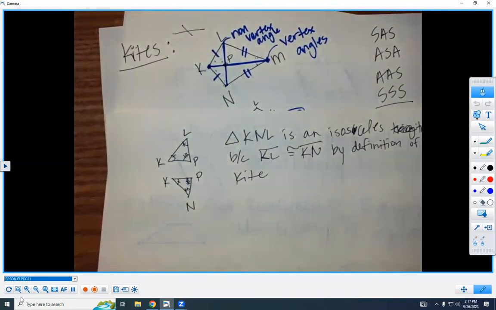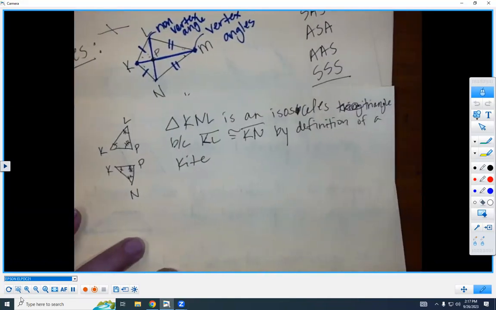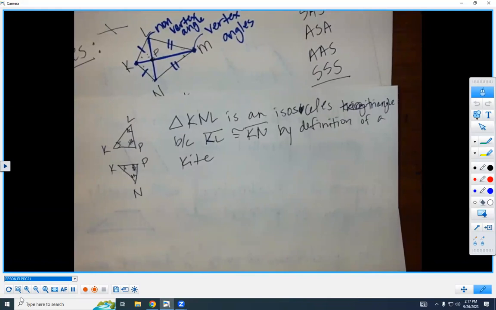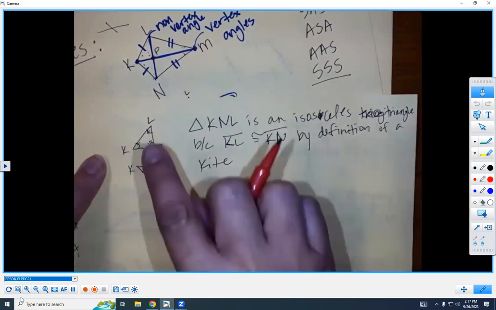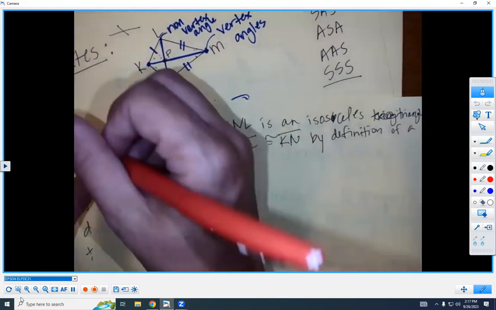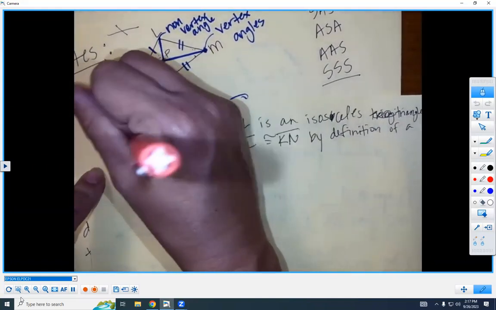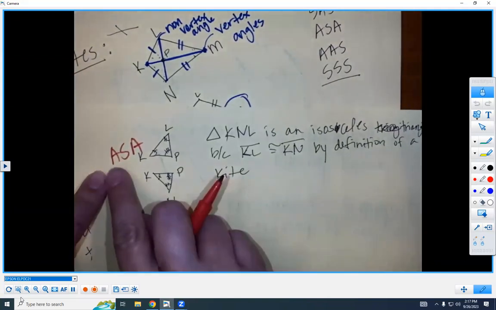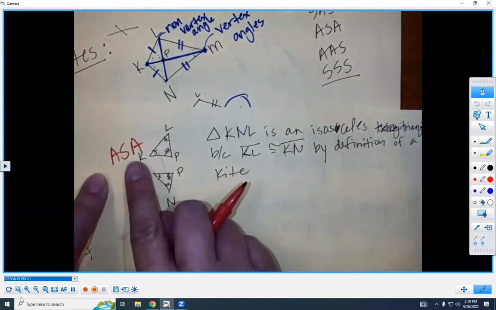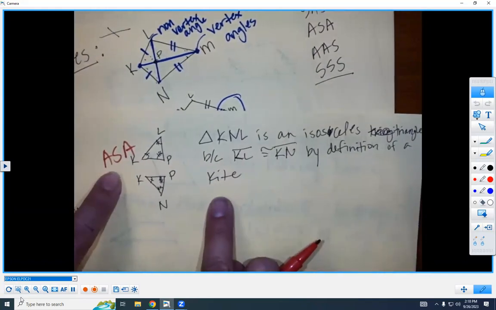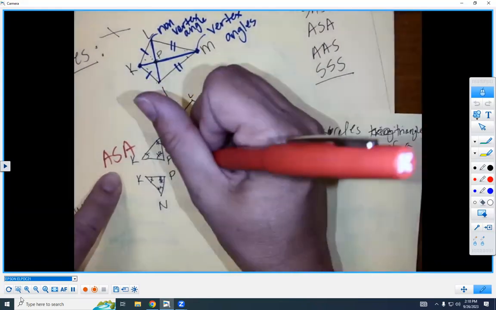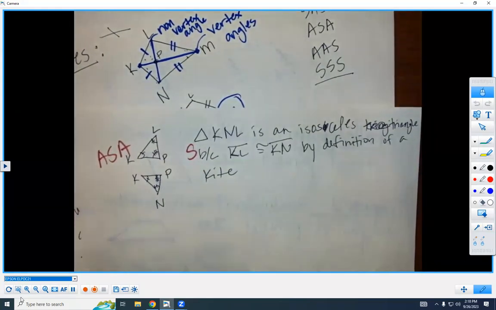And then by definition of an isosceles triangle, we know that angle L and angle N are equal. Pause real fast. As we go through this, we know these triangles are congruent by angle, side, angle, agreed? So I need to show three things: an angle, a side, and an angle. So what did I just show right there? We just showed a side right there with that piece. I'm going to write it down as I go through.